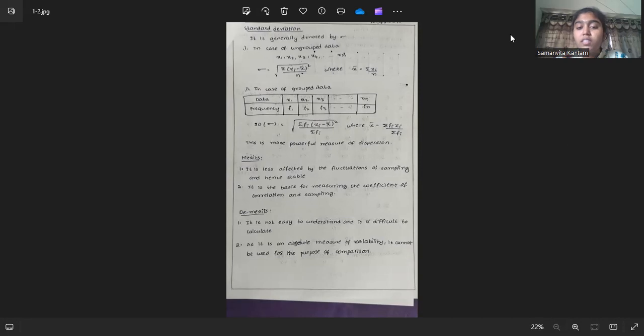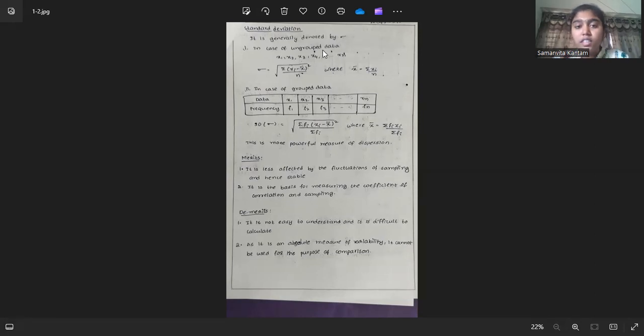There are some merits and demerits in calculating the measures of variability. Merits are this: it is less affected by the fluctuations in sampling, hence stable, and it is the basis for measuring the coefficient of correlation in sampling. Demerits: it's not easy to understand and it's difficult to calculate, and it is an absolute measure of variability, so it cannot be used for the purpose of comparison.